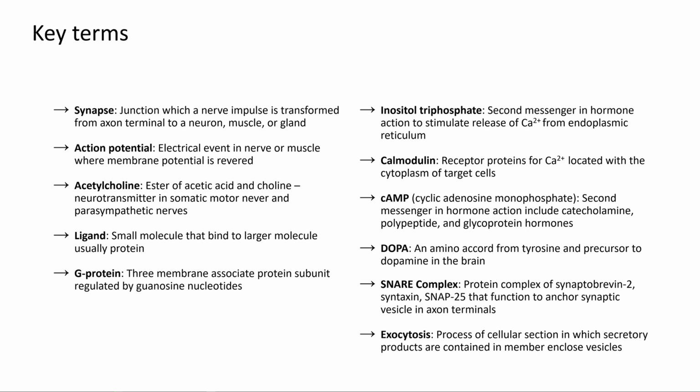All right, folks, let's get started. So here is a list of key terms as you go through the recorded lecture: synapse, action potential, acetylcholine, ligand, G protein, inositol triphosphate, calmodulin, cyclic AMP, DOPA, SNARE complex, and exocytosis.